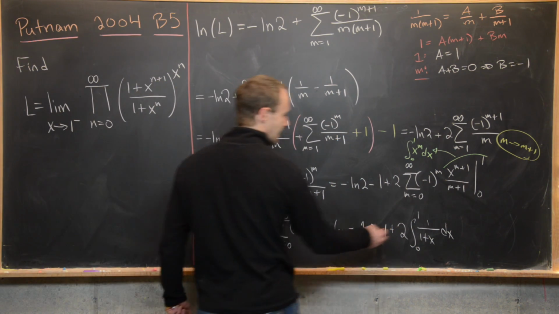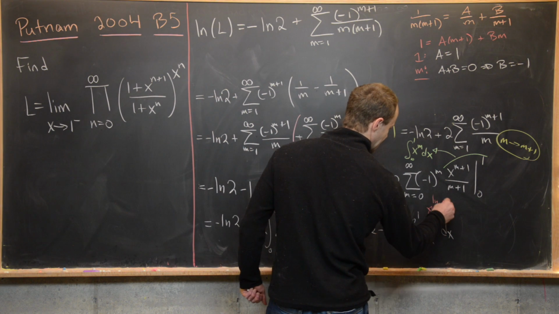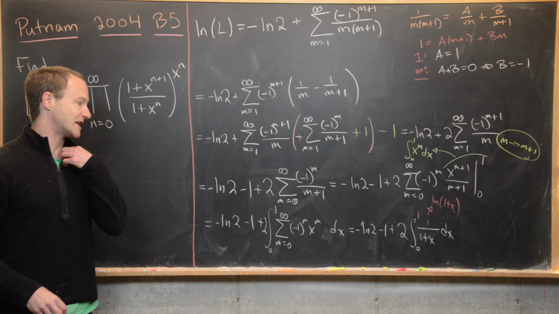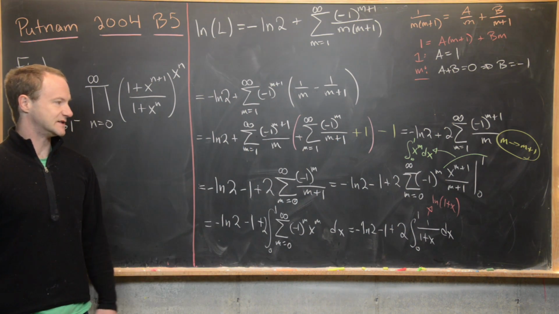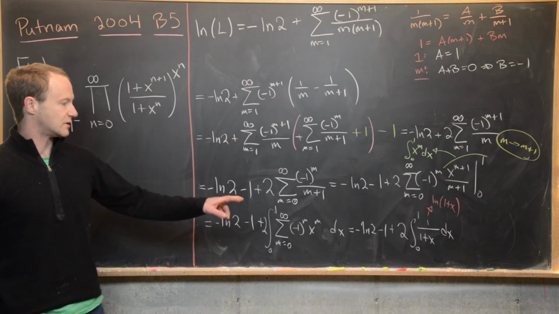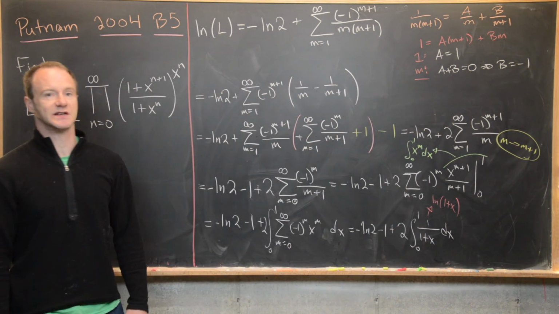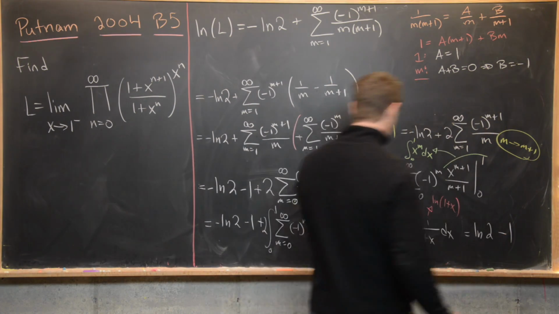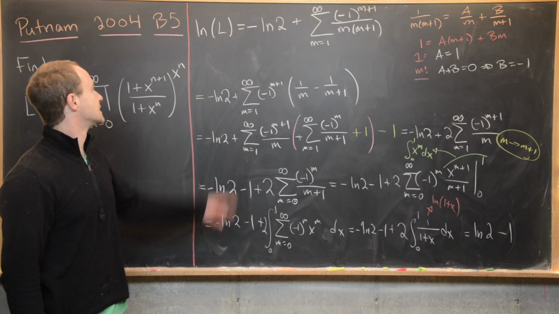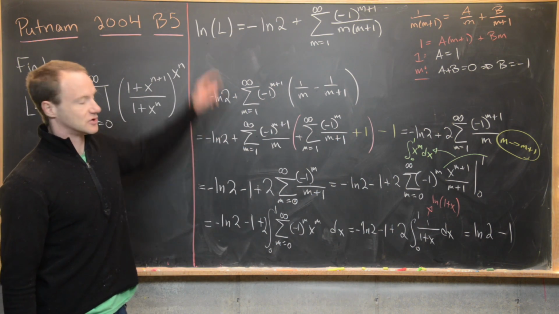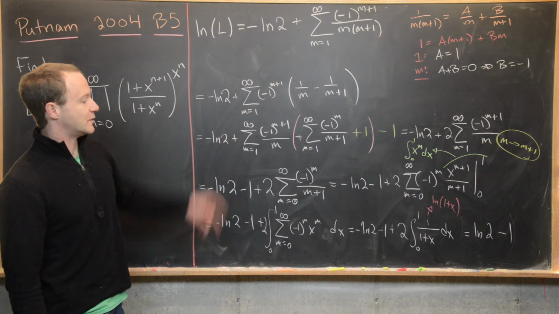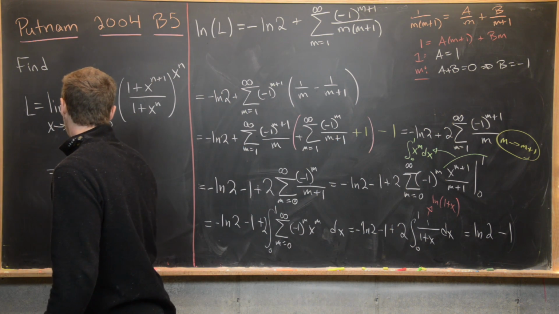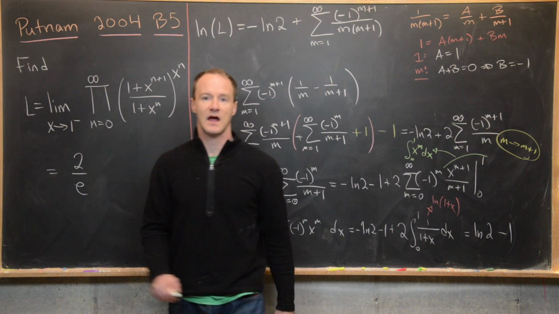Okay, so let's notice that the antiderivative of this will be the natural log of 1 plus x. If we evaluate that at x equals 1, we get natural log of 2. If we evaluate it at 0, we get natural log of 1, which is 0. So we'll have 2 natural log of 2 from this integral minus a natural log of 2 will give us natural log of 2 minus the 1 that we already have here. But that's the value of the natural log of our limit. So that means if we exponentiate both sides, what we will see is that our limit is equal to 2 over e. And that's a good place to stop.